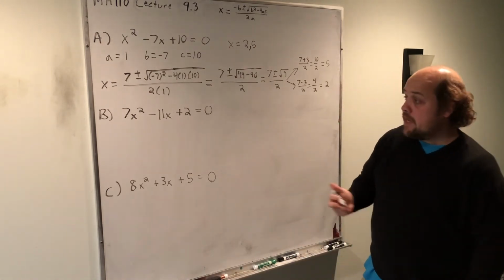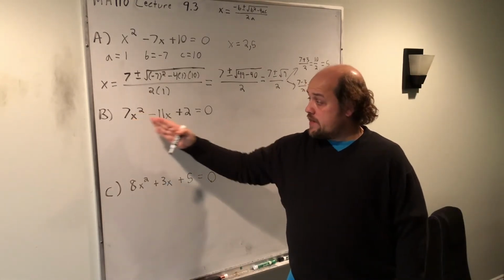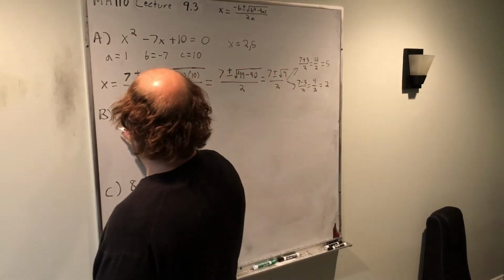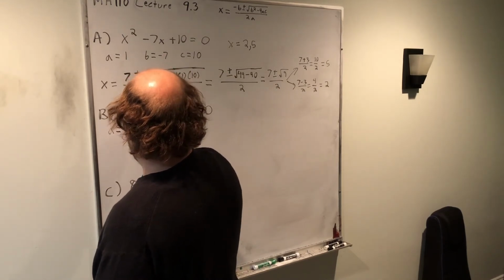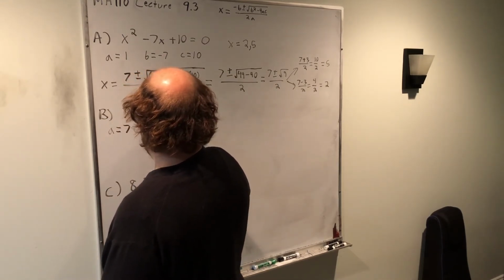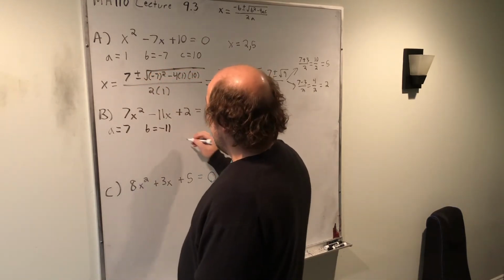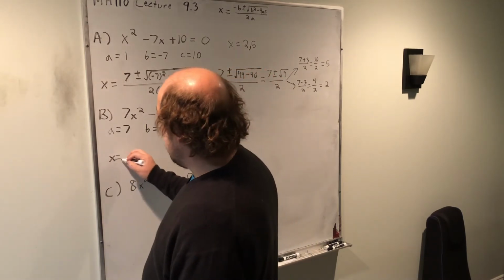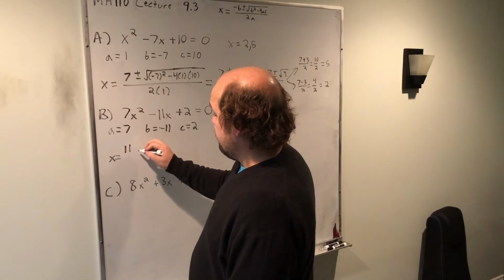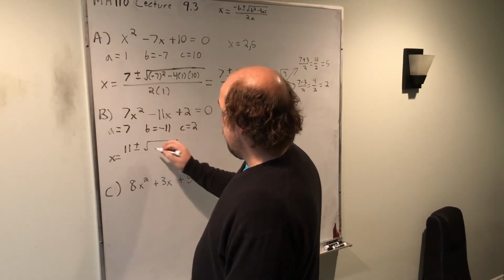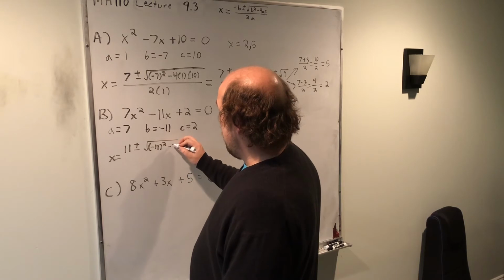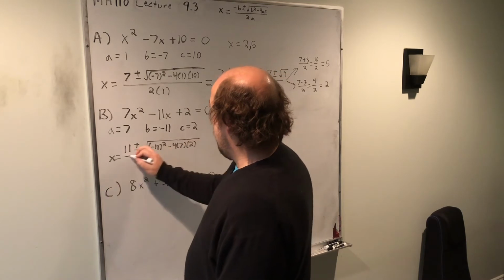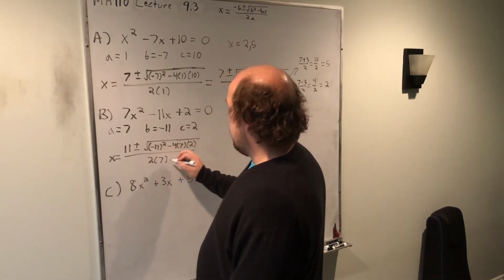When I go to do part B, again, it's set up in decreasing order, x squared term, x term, no power of x term, and set equal to 0. So I can pull out my letters. A is in front of the x squared term, it's 7. B is in front of the x term, it's negative 11. And C is the number with no power of x, it's 2. When I plug this into the formula, the opposite of negative 11 is positive 11, plus or minus the square root of negative 11 squared minus 4 times 7 times 2, all over 2 times 7.